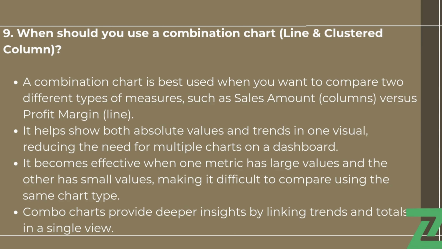Ninth question. When should you use a combination chart, line and clustered column? A combination chart is best used when you want to compare two different types of measures, such as sales amount, columns, versus profit margin, line.